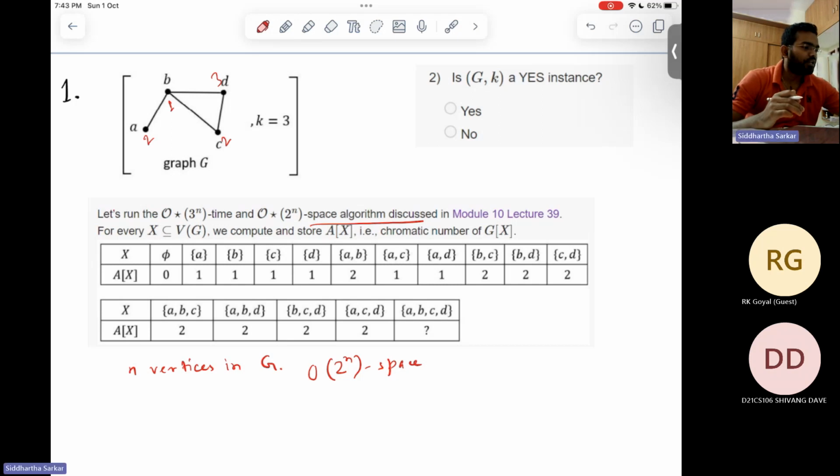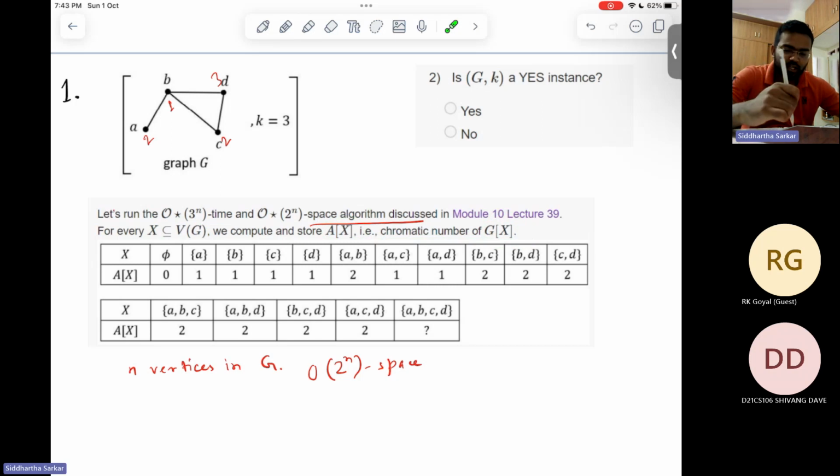So this is the dynamic programming recurrence. So they have also mentioned, we compute and store A of X, which is the chromatic number of Gx. The Gx is the graph induced on X. So X is a subset of the vertex set. So Gx is the graph induced on X, and A of X is nothing but the chromatic number of Gx.